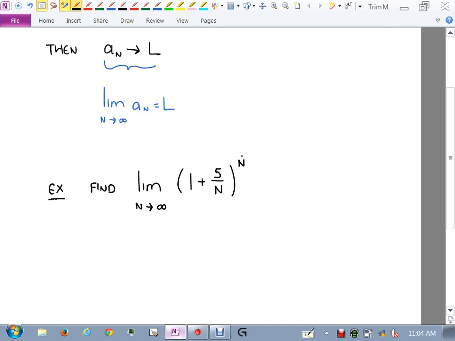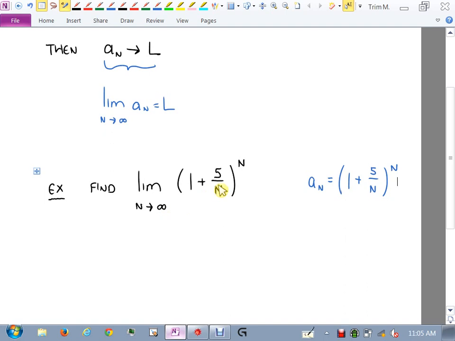So what we need to realize here is that the sequence we're talking about, a sub n, is 1 plus 5 over n to the n, right? That's our sequence. Now, I did not tell you where we would start n, so since I don't tell you where we start, what do you assume it starts with? 1, okay. So, like if I wanted to see the first term of this sequence, I would plug in 1, right? I plug in 2, and then 3, and then 4, and then keep going, right? And I want to know what happens as n goes to infinity.